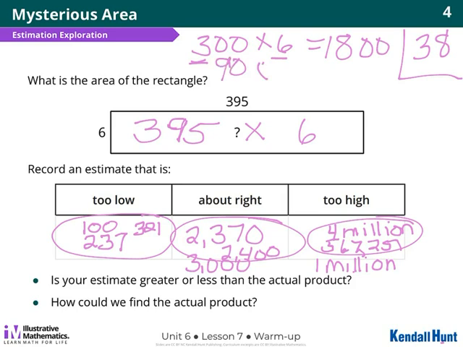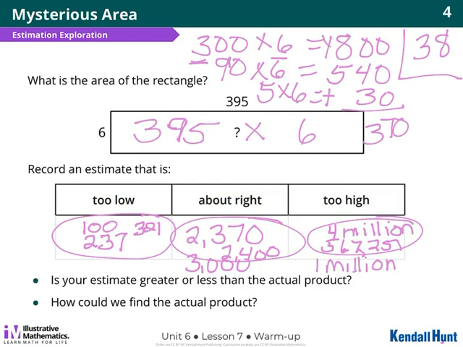Okay, then 90. So 90 times 6. What is 6 times 9? Everybody. 54. And I have 1 zero, right? And then we have 5 times 6, which is what? 30. And if I added them up, they're kind of lined up. 2,370. Yes. How many of you guys worked that out and that's what you got?